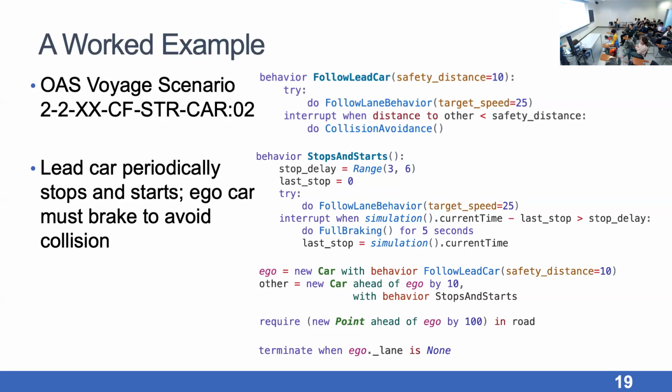So here I'm saying to end this when the ego car is no longer in a lane. I don't remember why I put that one in. I think we probably also have a time limit, but I've put this in so that if the ego does go off the road, we stop it at that point. This underscore lane thing is something in the driving domain, which is either the current lane that the ego is in, or none if it's not in any lane.